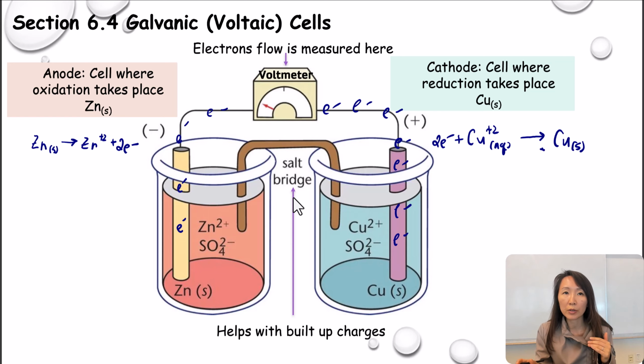Now, there's also this component known as the salt bridge. Not as important. It's not going to be tested, but I do want to mention it real quick. The salt bridge helps with the charge buildup here. Because there's a charge built up, all the salt bridge does is make sure that electrons flow in this direction. It's just to help with the flow of the electron, and it doesn't stop.